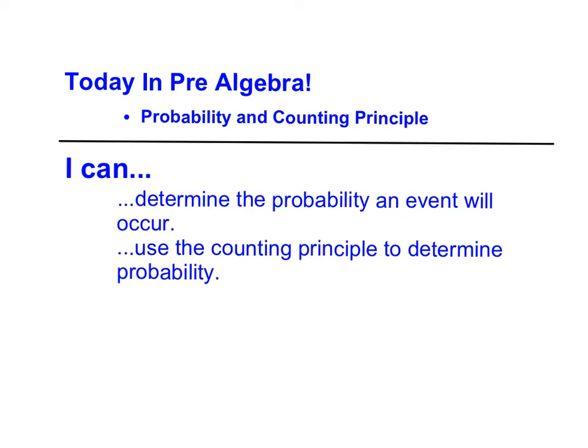In this video, we're going to look at the concept of probability, and we're also going to look at the concept of what's called odds. So we're going to look at probability and odds and the probability or odds that an event will occur, and we're also going to look at something called the counting principle that helps us look at probability of an event occurring in a different way.